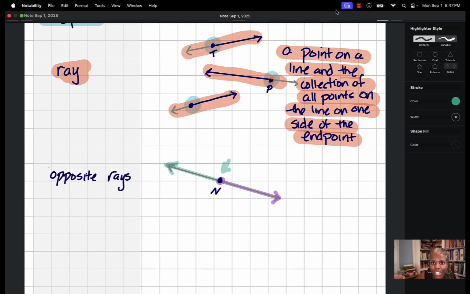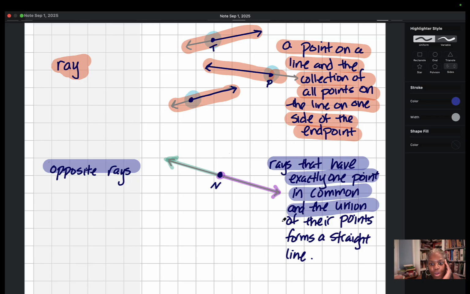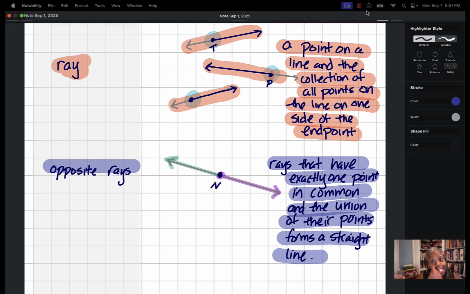I'm going to write a definition for you. I want you to copy it down. All right, so opposite rays, finally, are rays that have exactly one point in common. And another piece is that if we took all of the points that they have, they would all together form one straight line. So if we took all of these points and all of these points together, it makes one straight line.